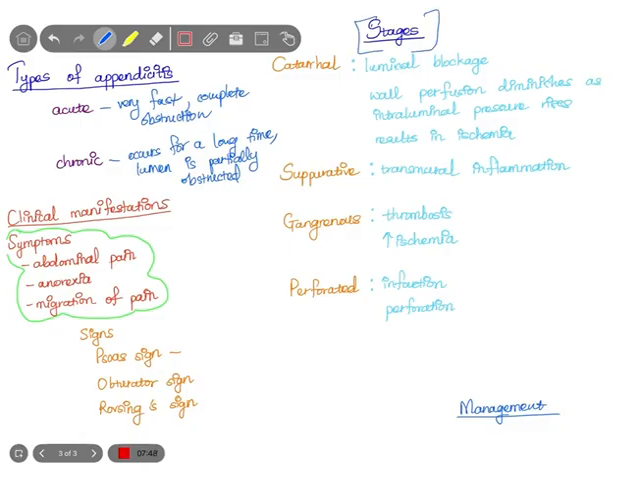Now, let's look at some of the stages of appendicitis. It has 4 sequential stages. First being the catarrhal stage or early appendicitis. In this one, the luminal blockage is the main pathogenic event. This is what sets off the inflammatory process, and appendiceal wall perfusion diminishes as the intraluminal pressure rises because of arterial insufficiency. Now this leads to ischemia of the mucosal layer.